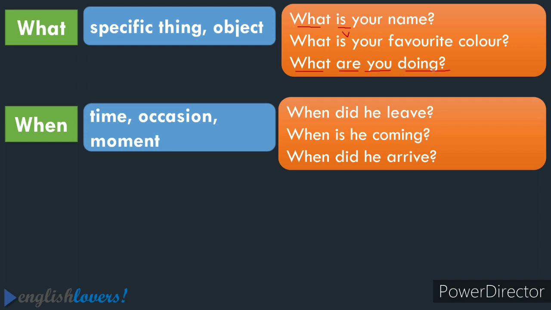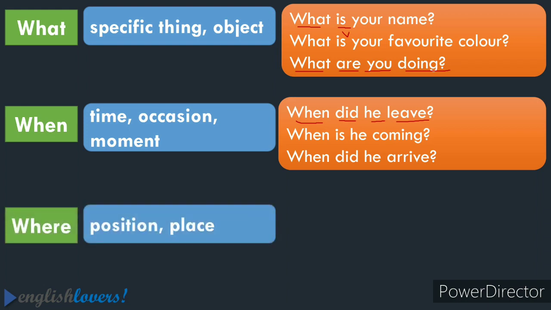Again, pay attention to the structure. WH question word is there, auxiliary is there, subject is there, and leave is the main verb. In this sentence, when is the WH question word, is is the auxiliary, he is the subject, and coming is the main verb. So in the same way in the next sentence.